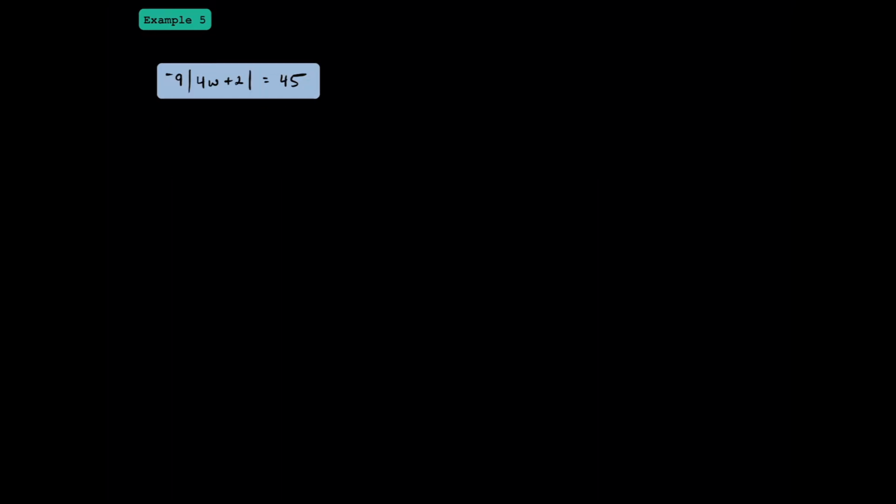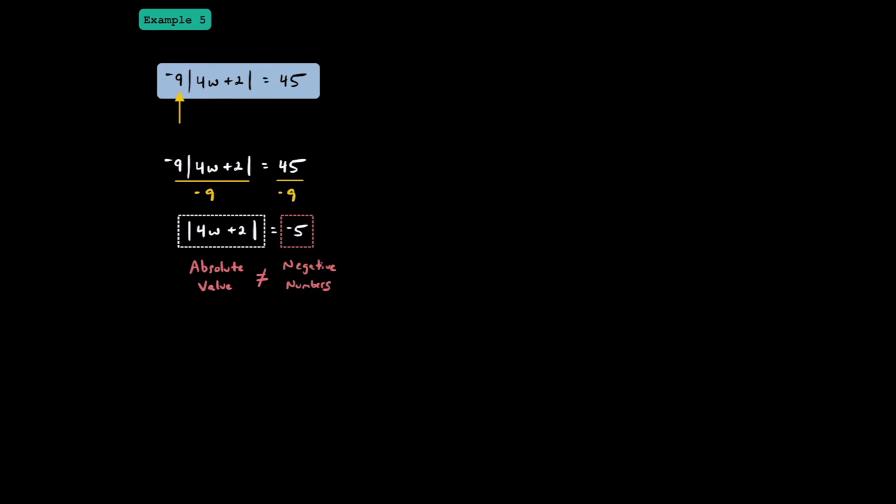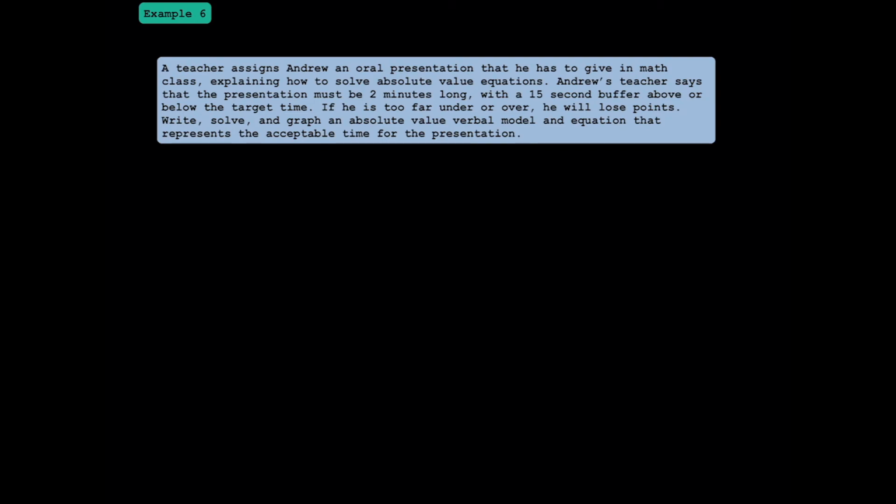Here's example 5. Right from the beginning, let's get rid of this negative 9. To get rid of the negative 9, we can divide both sides by it. We'll be left with the absolute value of 4w plus 2 is equal to negative 5. At this point, our absolute value is isolated, but notice how it's equal to a negative value. Since absolute value measures distance, we gotta remember that absolute values can't equal negative numbers. If you're ever solving an absolute value equation and you've isolated the absolute value and it's equal to a negative number, there's no solution.